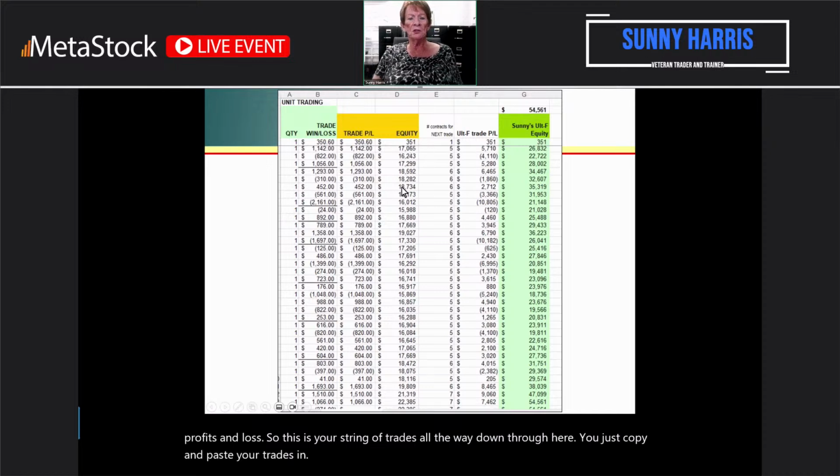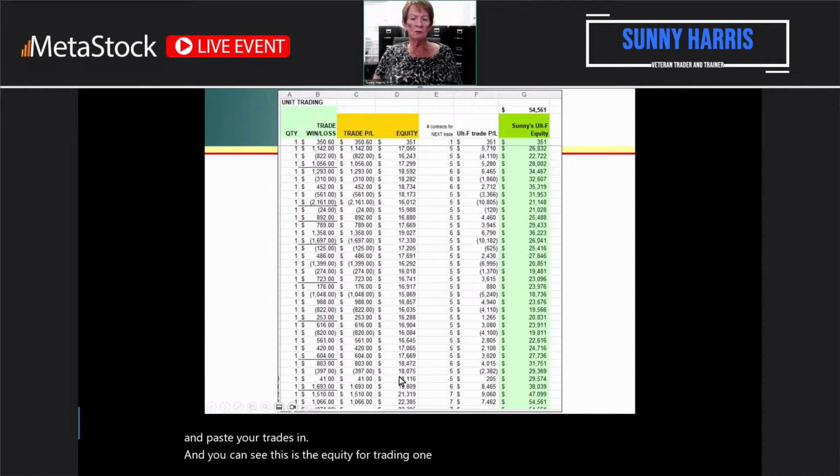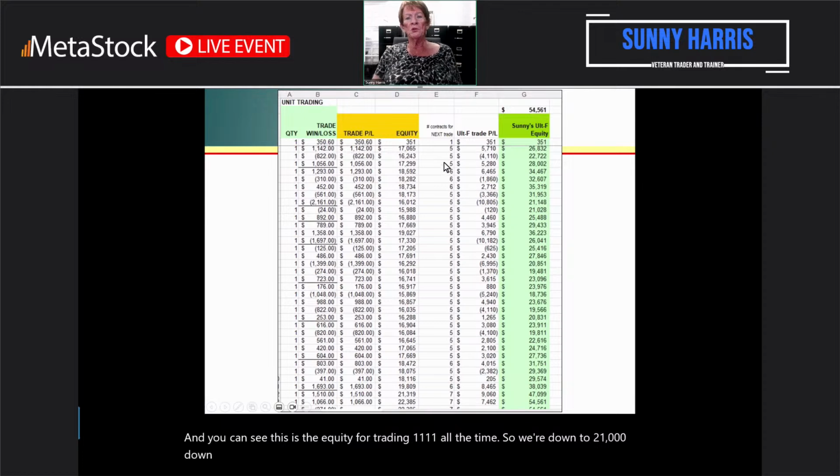And you can see this is the equity for trading 1111 all the time. So we're down to 21,000 down here. But you can see that the Ultimate F starts trading multiple contracts and goes up. So we're up to $54,000 there.